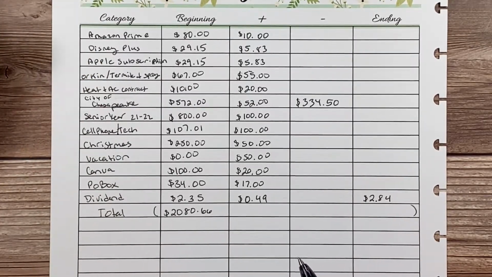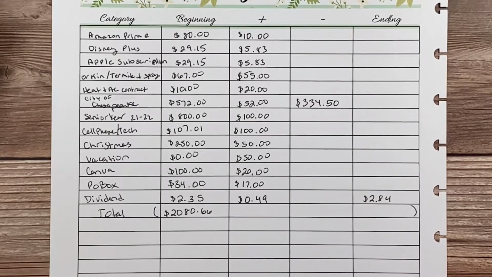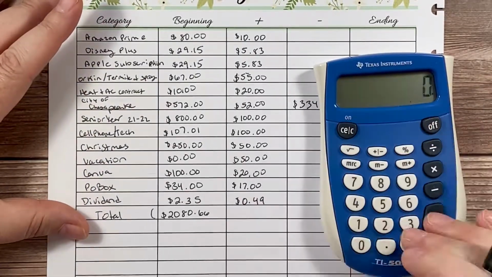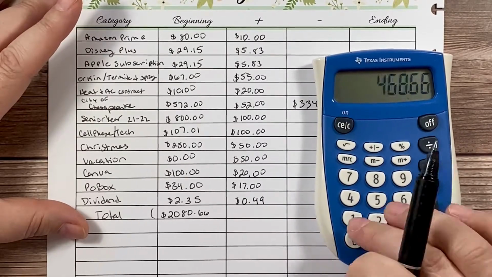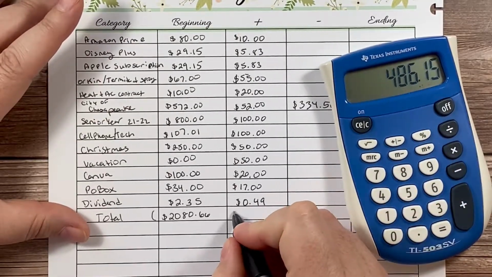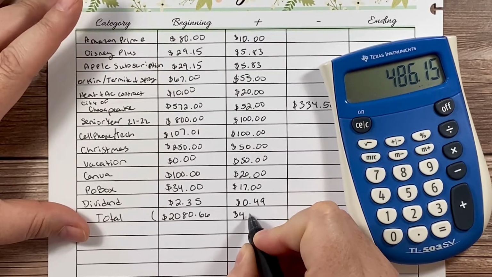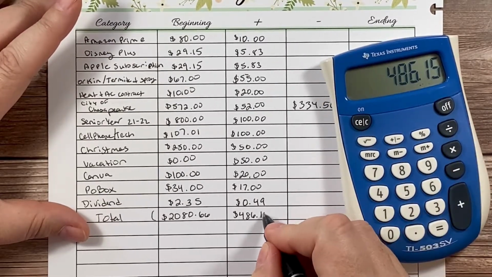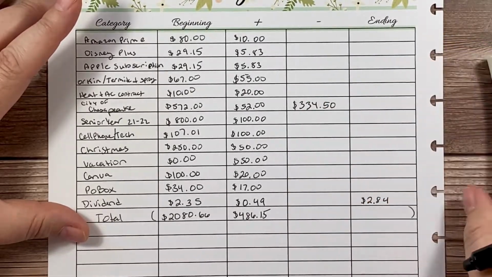So anyways, there's that. And then there's the dividends. So let's go ahead and total all this up real quick. All right, so even though $486 and is that 15 cents? 15 cents is in the account.